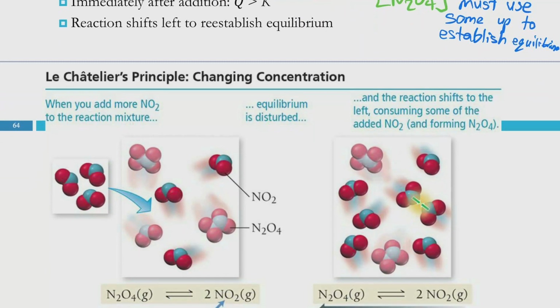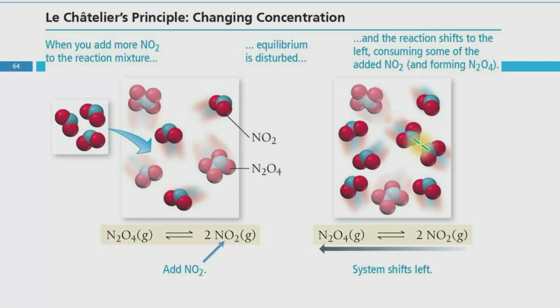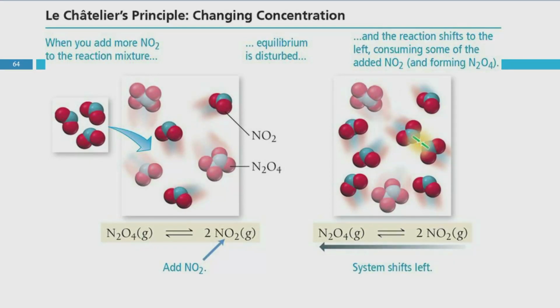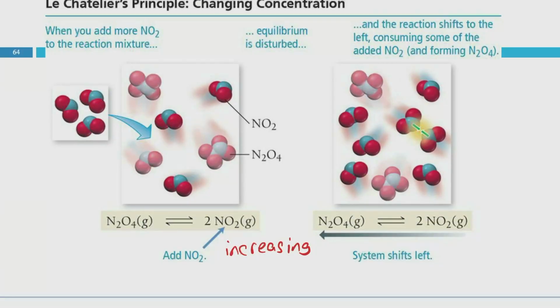Here's models of what that might look like. So if we have a reaction that's at equilibrium, we add in some NO2. Our equilibrium is disturbed, RIP equilibrium. Now we have extra of our NO2. The reaction between the NO2 molecules is going to increase. So probably the better, more mechanistic way of thinking of it is that increasing concentration increases reaction rate.